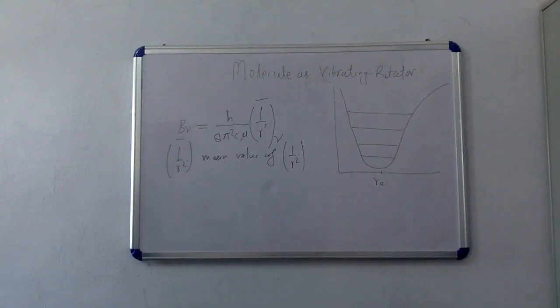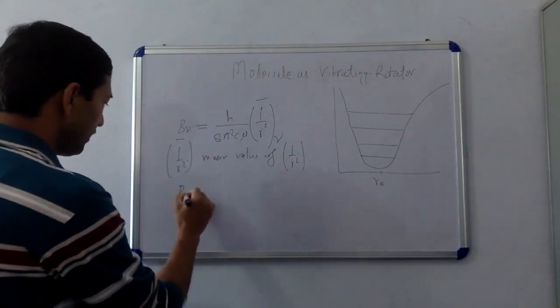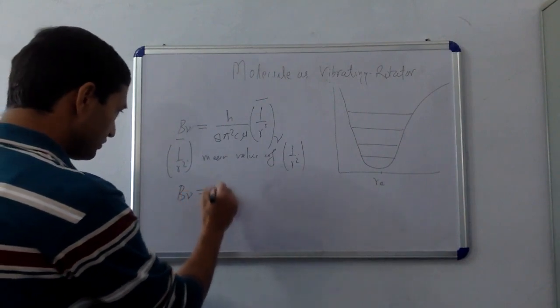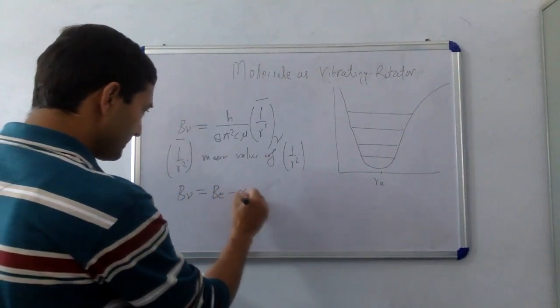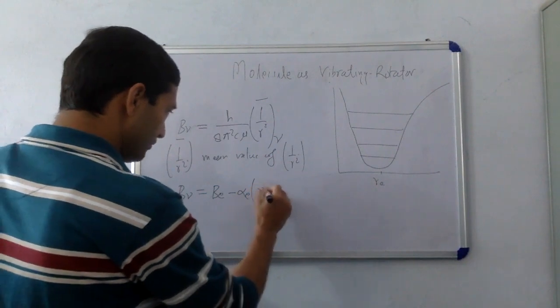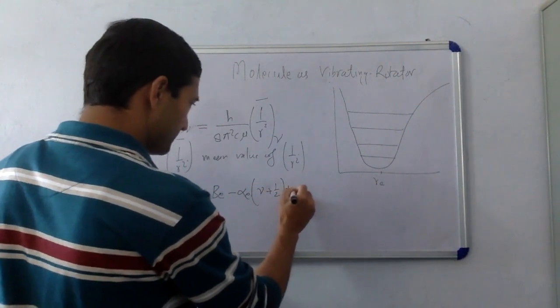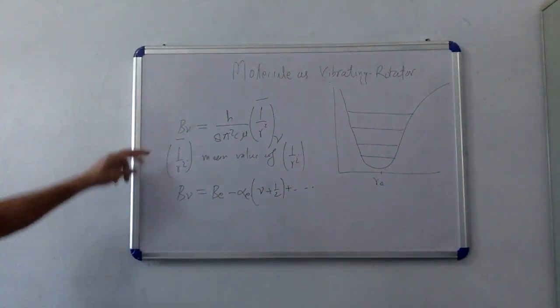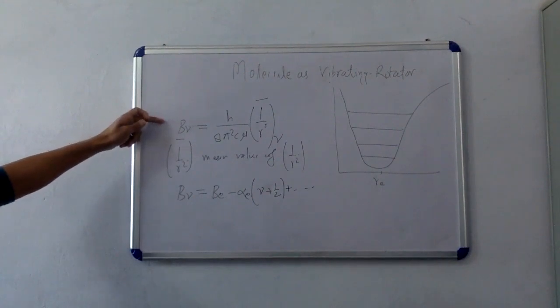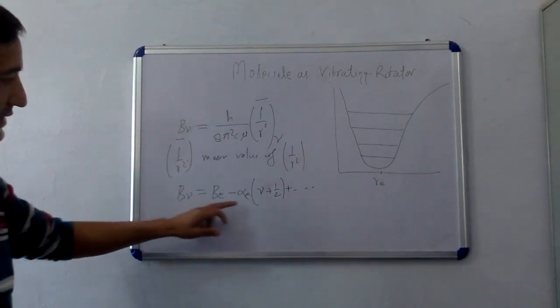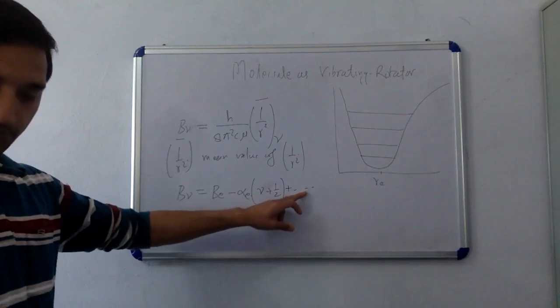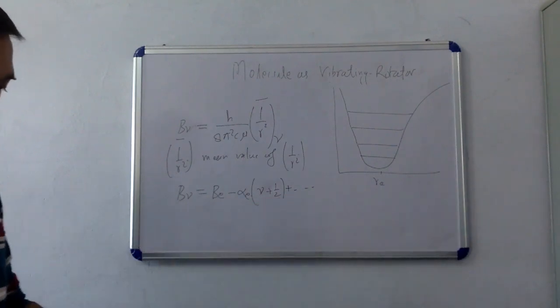During the vibration, it can be shown that the rotational constant in the vibrational state ν is given simply by B_ν = B_e − α_e(ν + 1/2) + and so on. So now we are representing B_ν equal to B_e − α_e(ν + 1/2) with this relation.